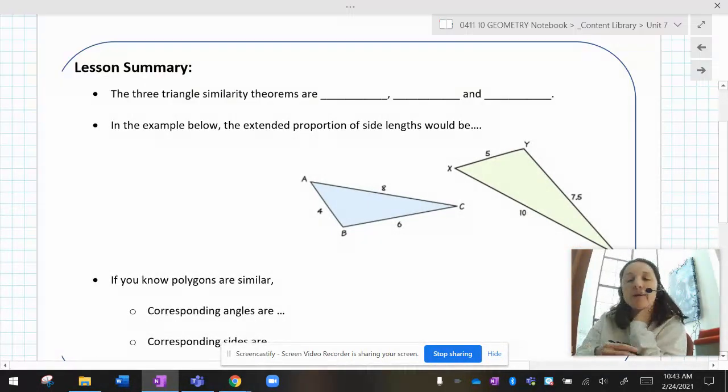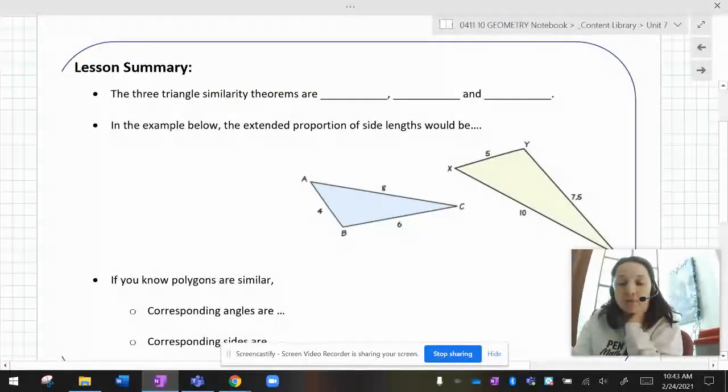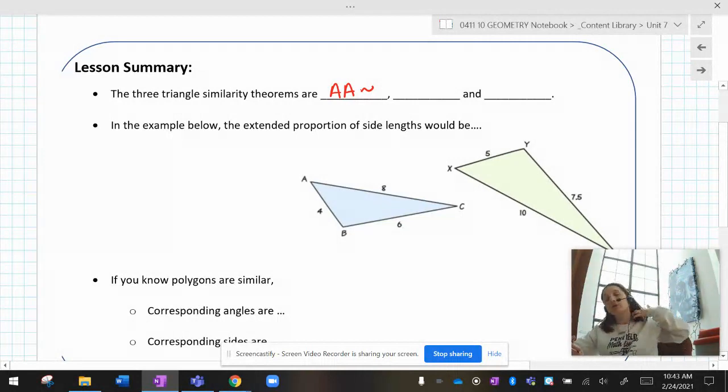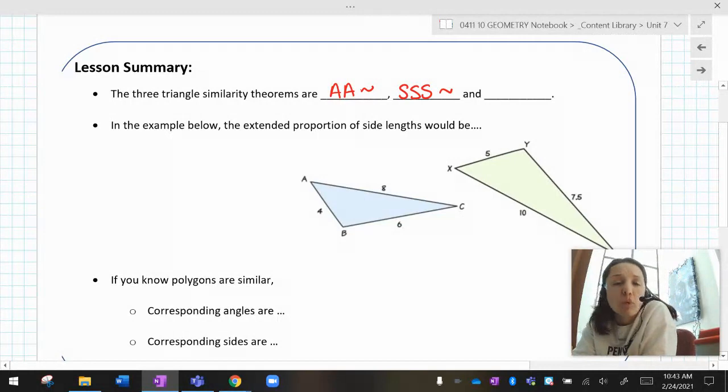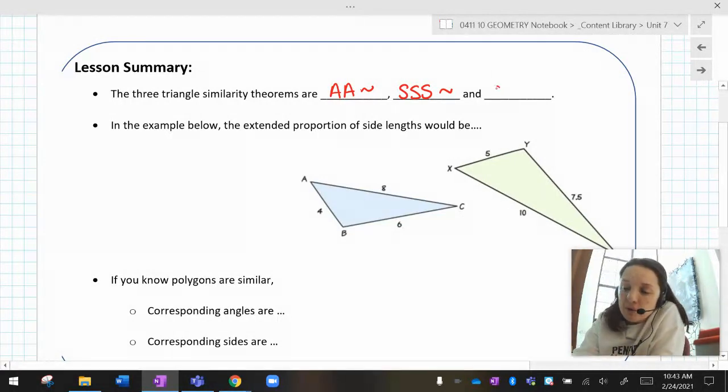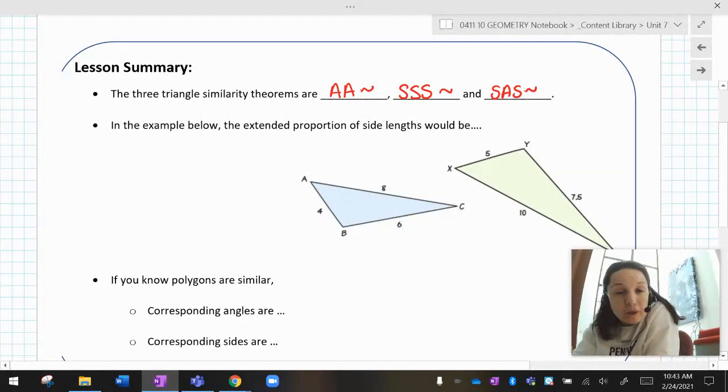Super quick, to show that things are similar, we have three triangle similarity theorems. The first one is AA, which means if you can find two pairs of congruent angles between two triangles, they have to be similar. If you can show that all three sides are proportional to the three sides of another triangle, then they're similar. And there's also SAS similarity, which is when you have two sides and the angle in between.